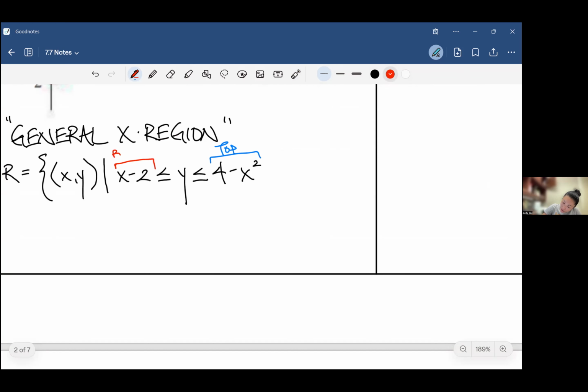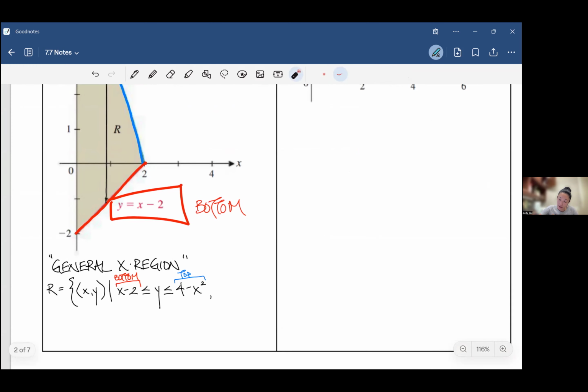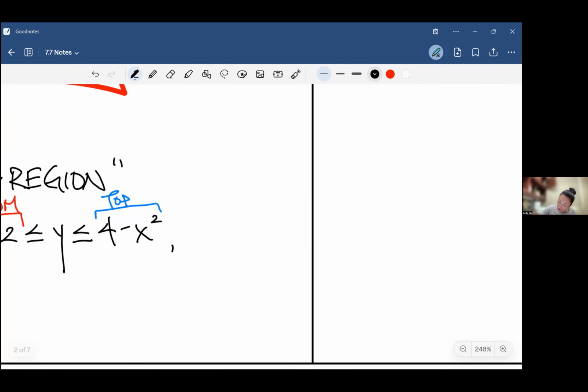This is our bottom. Okay. So we've got our top minus bottom sandwiching the y. And then let's see where the x values start. Looks like the x values start here at x equals 0, and we go all the way over to x equals 2. Okay, so to finish off our notation, we're going to go from 0 to x to 2.